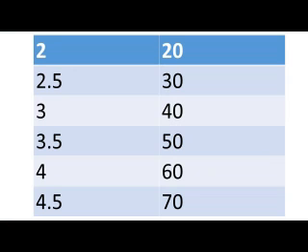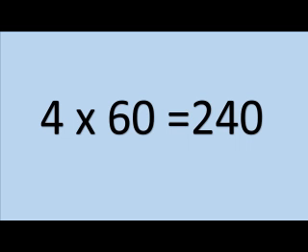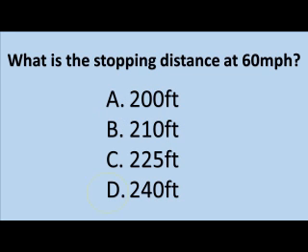We know that 2 will be 20, 2.5 will be 30, 3, 40, 3.5, 50, 4 is 60. We now need to multiply 60 by 4, which equals 240. So the correct answer is 240 feet.